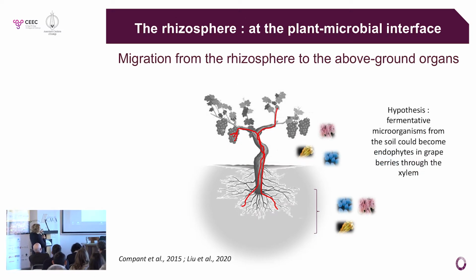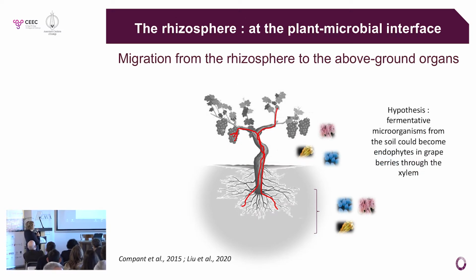The rhizosphere is where there is a strong interaction between soil microbiota and vine roots. And there are some migration phenomena from the rhizosphere to the aboveground organs. Recently some authors reported evidence that some fermentative microorganisms, could be bacteria, maybe yeast, could become endophytes in grapeberries through the xylem roots, and so be part of the microbial community at the grapeberry surface of the ripened fruit.